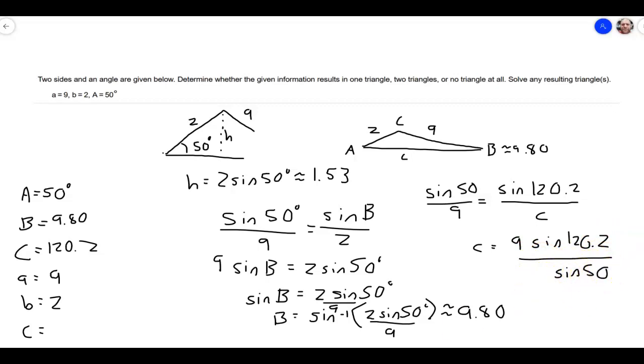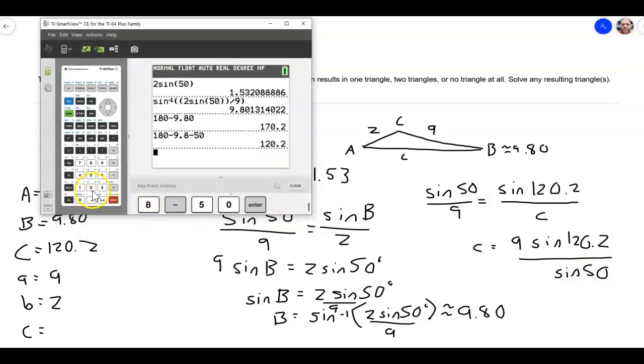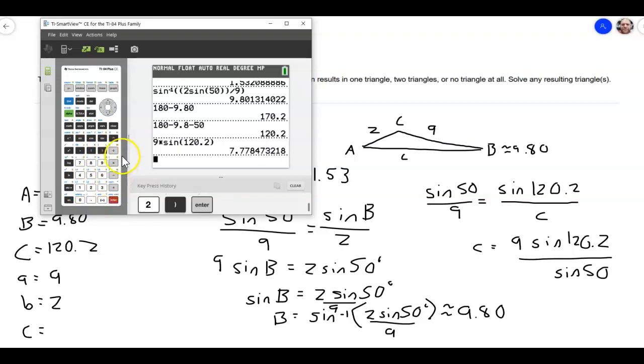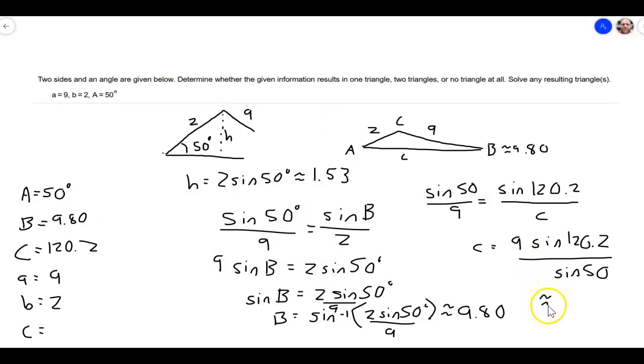And let's go ahead and get that. So 9 times the sine of 120.2, and then divided by the sine of 50, and we get 10.15. So this is approximately 10.15, and that is our last value. All right, so this one is a beast.